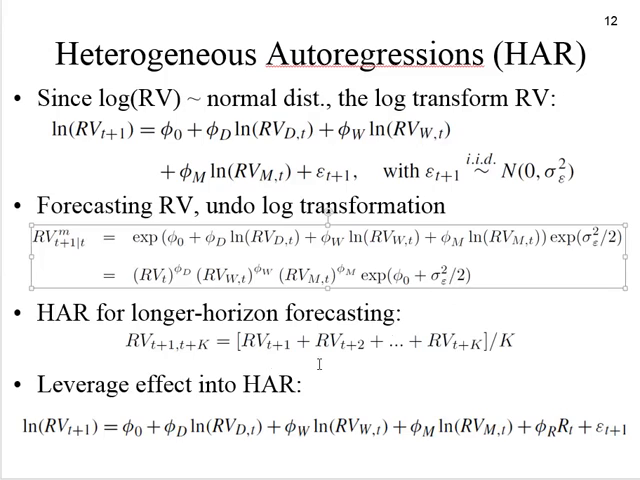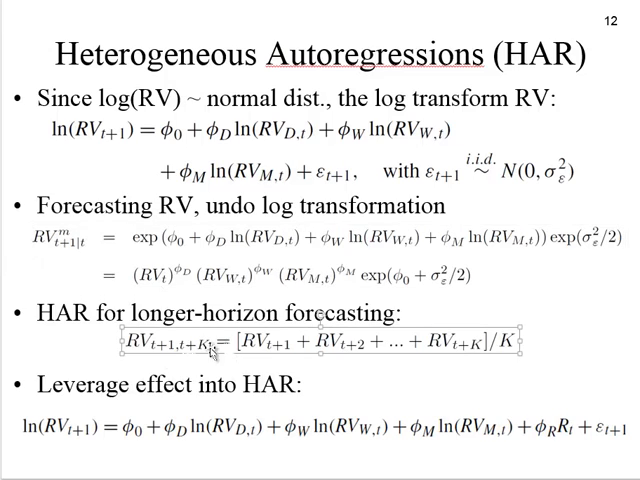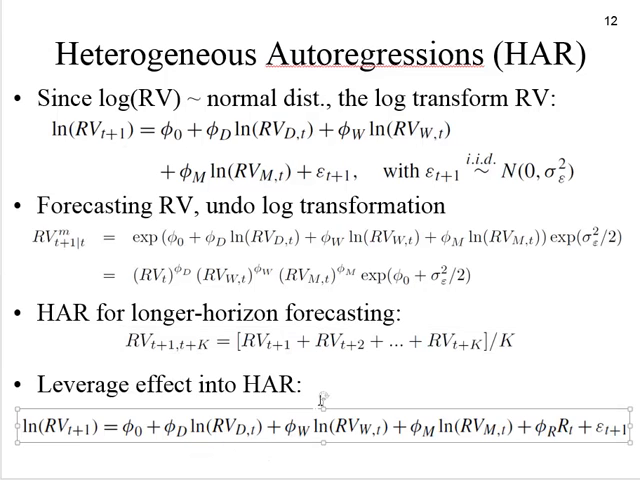This model can be used to forecast not only tomorrow's volatility, so in this case it's RV at t+1, but also realized volatility over longer periods, say k days. So here we have realized variance from t+1 up to t+k, which can be used on the left hand side of this regression. Finally, we can incorporate the leverage effect into the HAR model by including today's return in the linear regression.